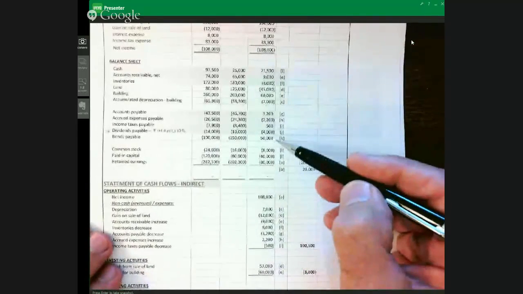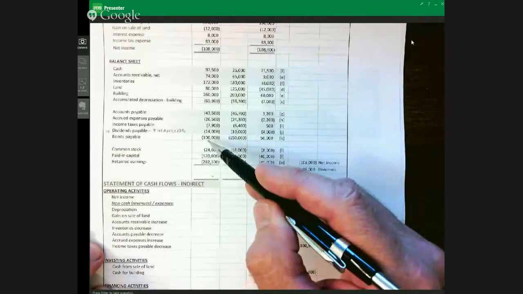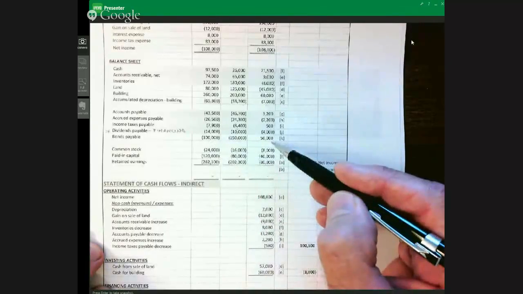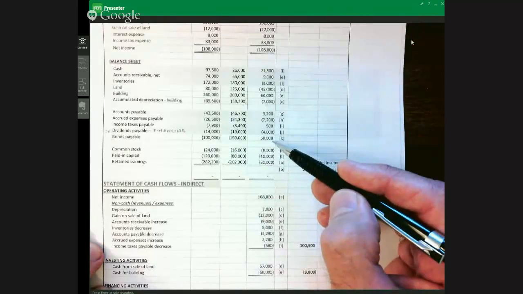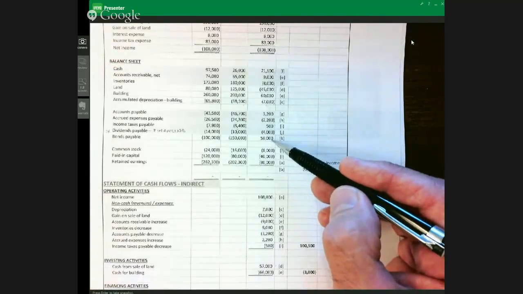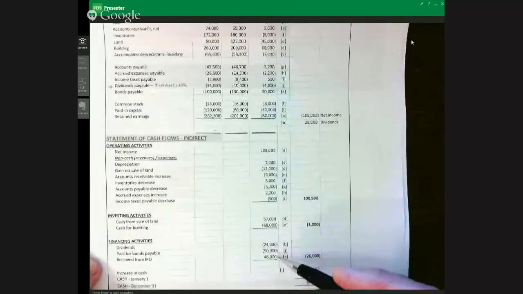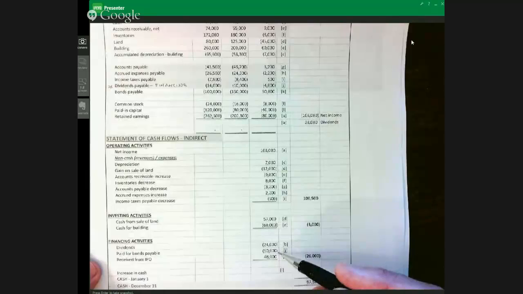Going on to the long-term liabilities, you can see that the bonds payable began the year at $150,000, went down to $100,000, or decreased $50,000. To decrease a liability which resides on the right-hand side of the balance sheet, you would debit it. The debit to the bonds payable would be offset by a credit to the cash flow account. To pay off a bond payable, you must have paid out cash, and so we show this as a cash credit or a cash outflow.